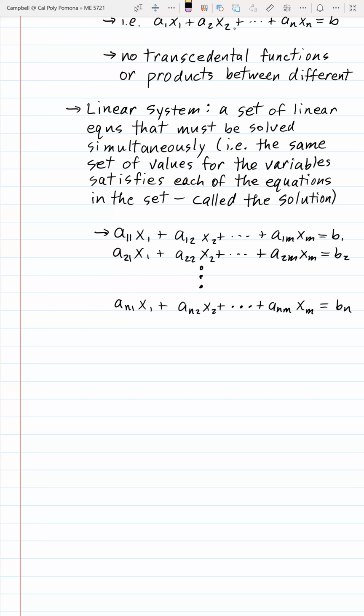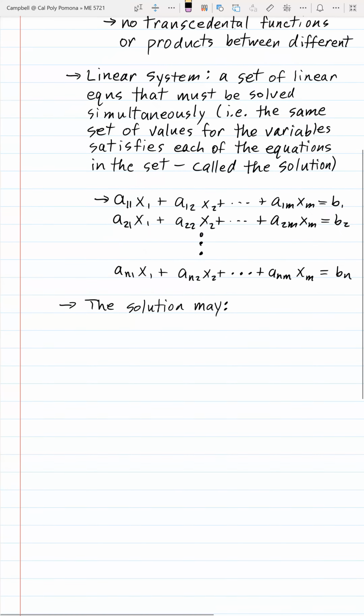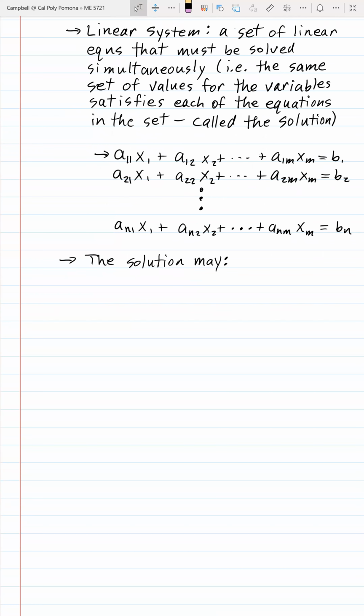So with that, let's talk about the properties of the solution. And it turns out that we can say some pretty interesting things about the solution. So the solution may be what is called complete.